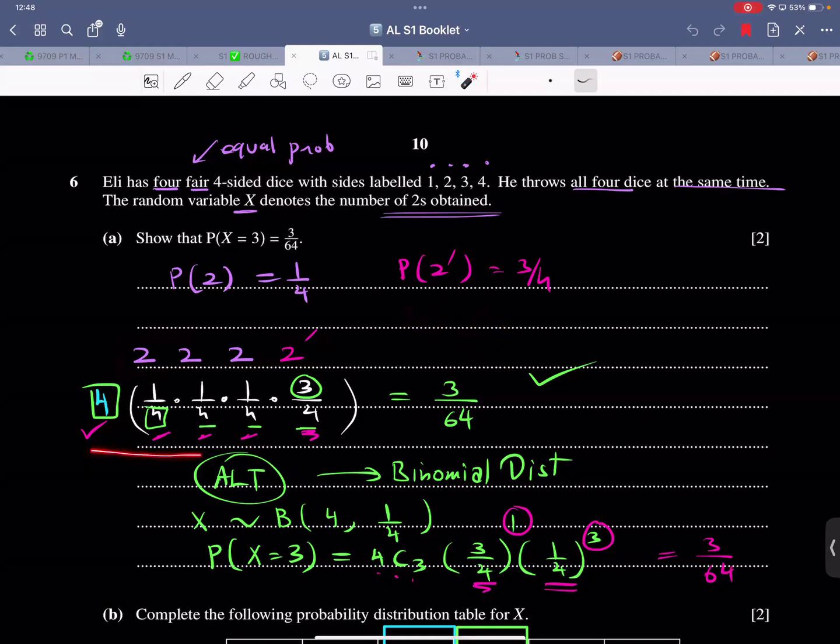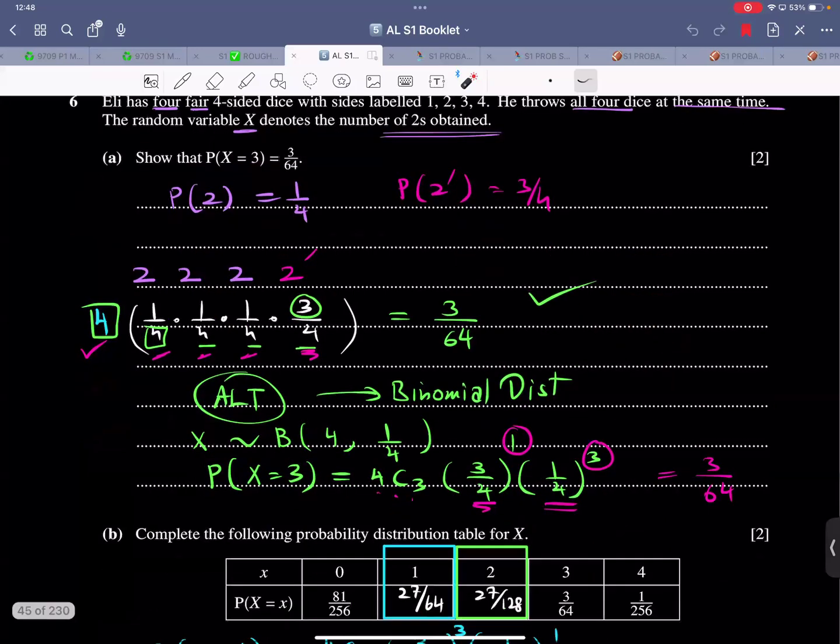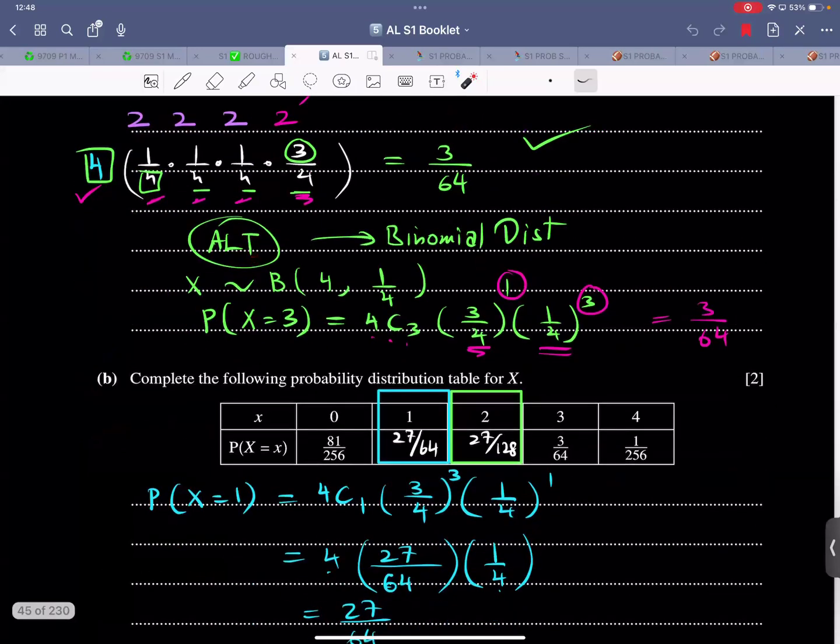Now, that was my first gut feeling of writing it down, because I have just solved that Sharma question. But if I think more deeply, this is binomial, because the probability is fixed. The number of trials is mentioned. We are talking about throwing 4 dice. The success is fixed. Getting a 2, 1 over 4, not getting a 2, 3 over 4. So alternatively, I can use binomial distribution.